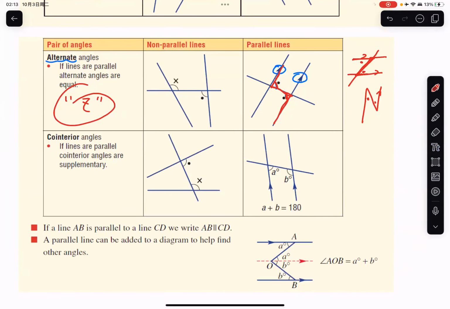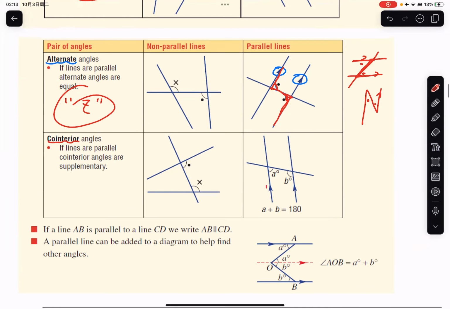Last one is co-interior, co-interior. The last two angle types are equal to each other, but co-interior is not. Have a look at this example. We have two lines that are parallel to each other, and the co-interior angles are the two angles inside. So A plus B equals 180 degrees.